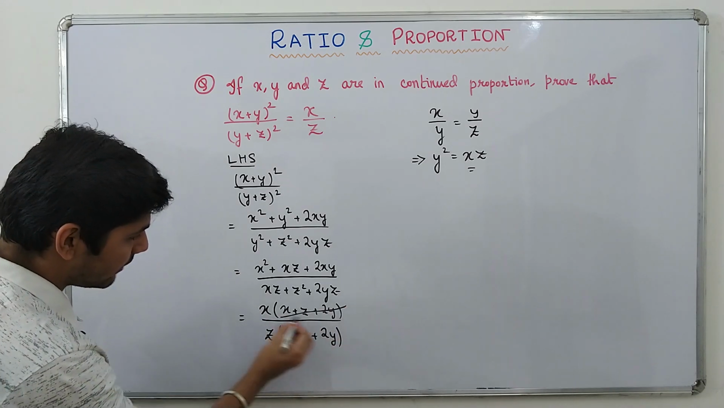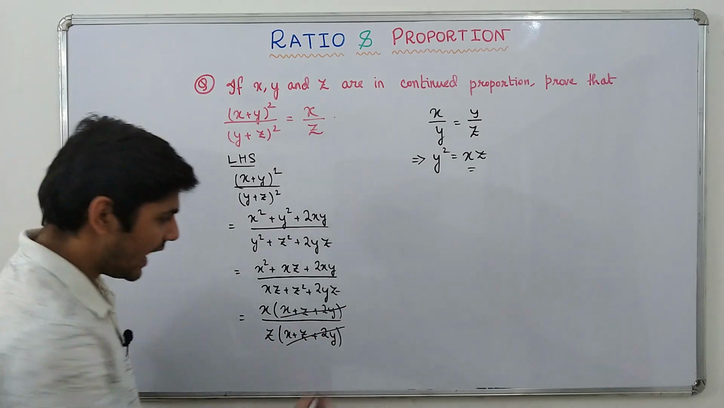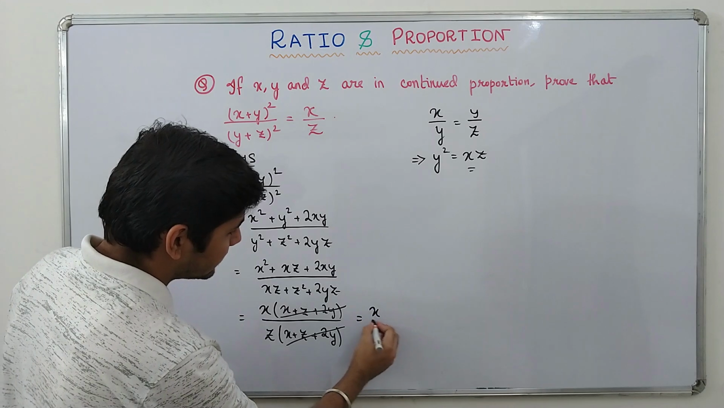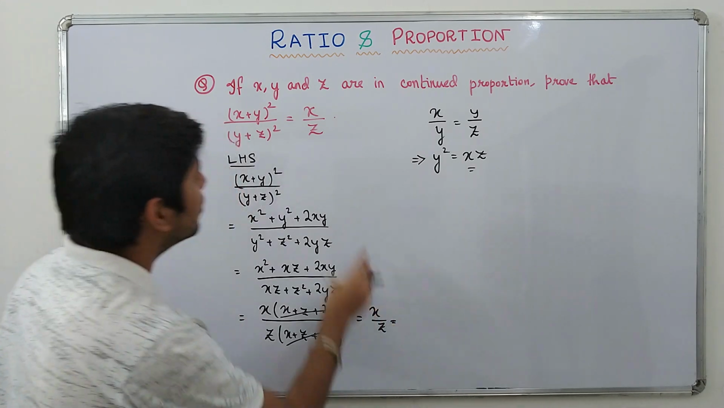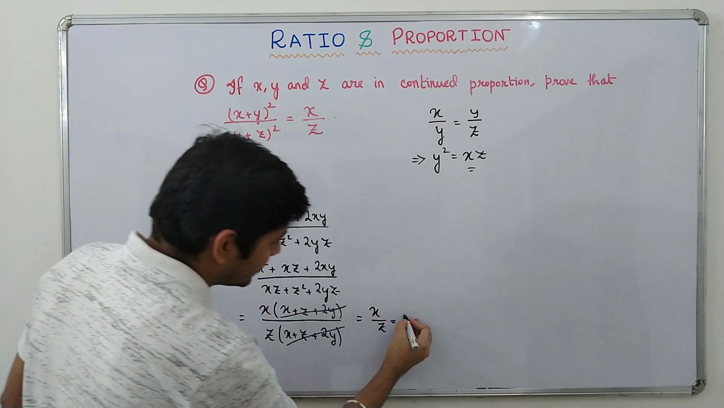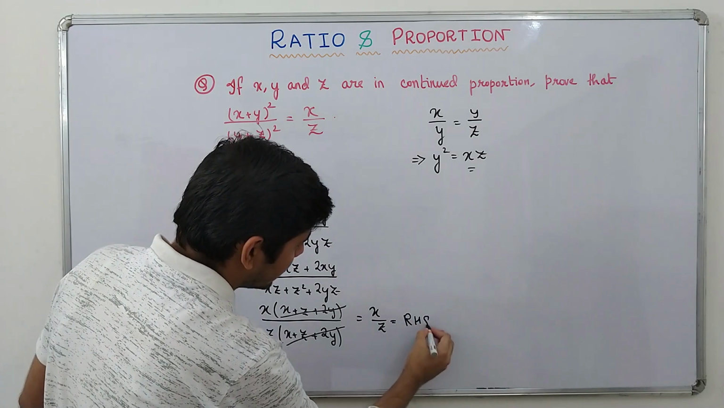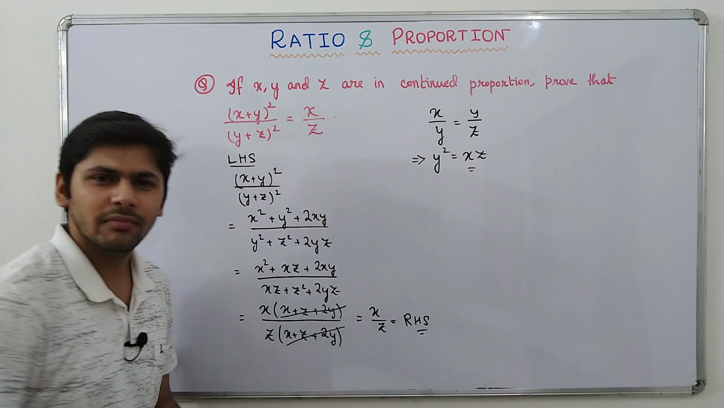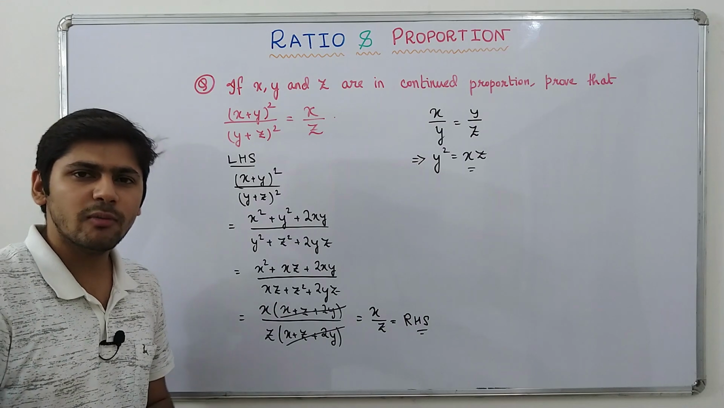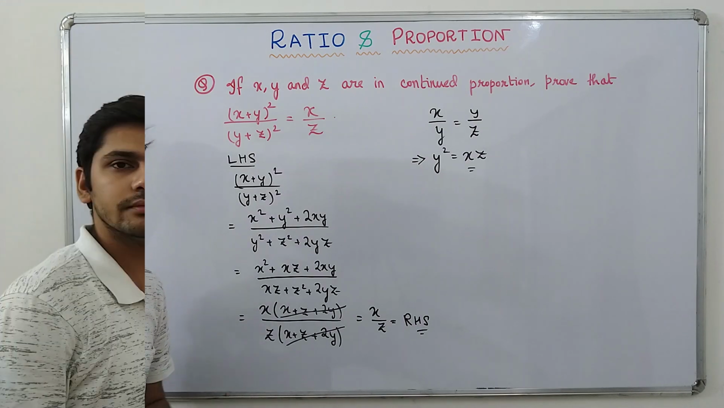Now this term and this term will get cancelled out, and we will get x by z, which is your right hand side, that is RHS. So it is proved. A very simple sum. Now we will move on to the next sum.